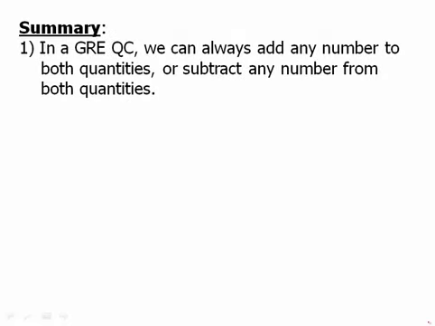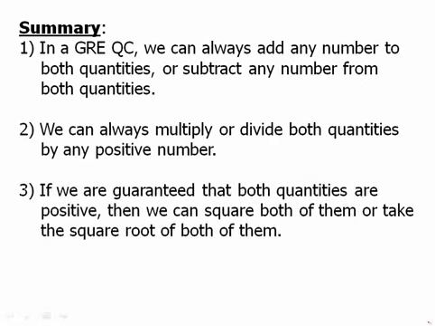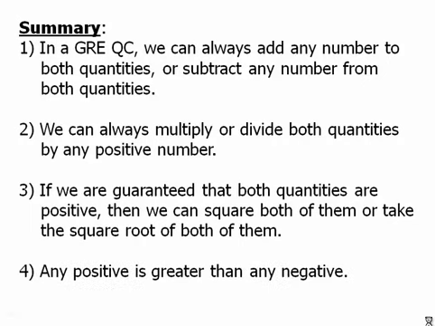In a quantitative comparison question, we can always add any number to both quantities or subtract any number from both quantities. We can always multiply or divide both quantities by any positive number. If we are guaranteed that both quantities are positive, then we can take a square root of both of them or square both of them. And as always, any positive number is greater than any negative number.